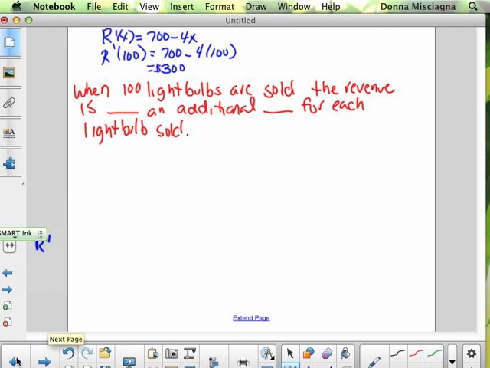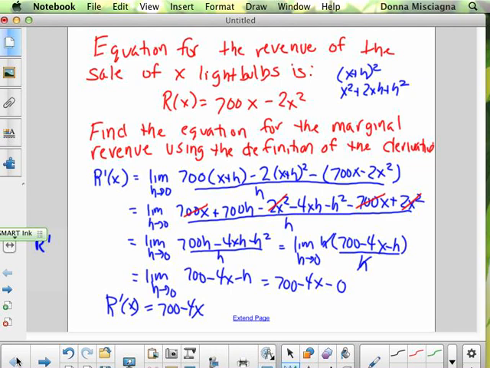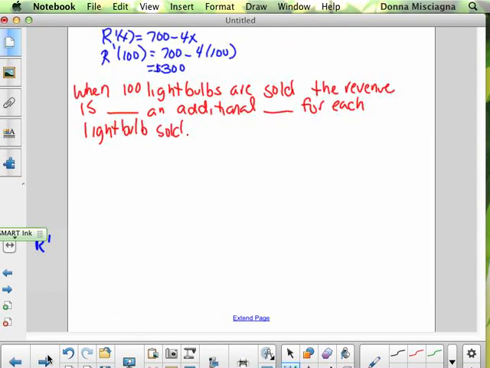So to find the equation for the marginal revenue, we used the definition of the derivative to find the derivative. To find the marginal revenue for some number of light bulbs sold, right? Because this is the equation for X number of light bulbs. For X number, it's just the equation. If we want to find the marginal revenue for 100 light bulbs, then we're going to plug in 100 for the X. So the marginal revenue for 100 light bulbs is $300.